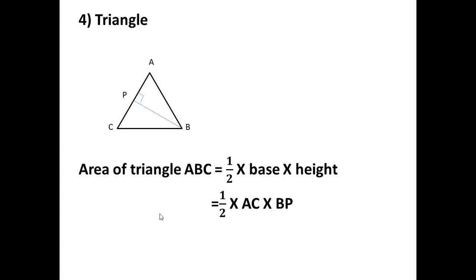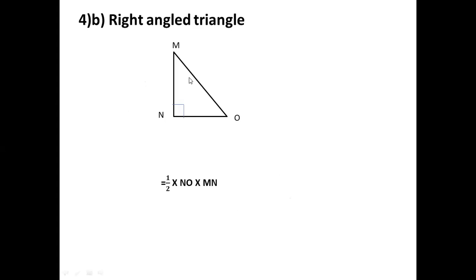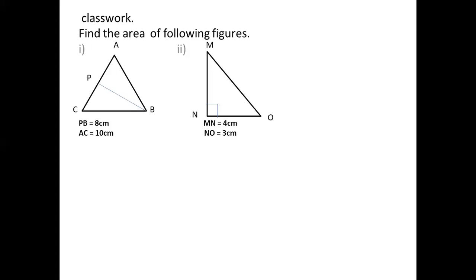Here base is AC and height is PB. Okay, now let's do one question related to this one. This is a right angle triangle. In a right angle triangle also there is base and height, okay? 1/2 base into height, and we'll get the area of this right angle triangle.